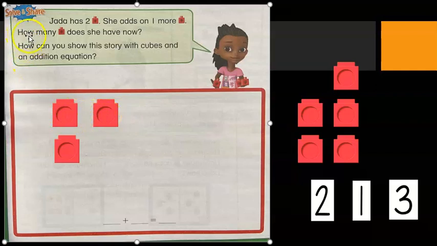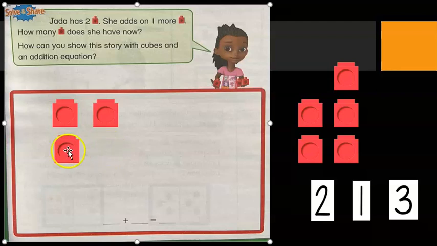Now it says, how many red cubes does she have now? Now, how many does she have? Count them up. What's the answer? 3. This is how you're going to count it. 1, 2, 3. That's our answer, okay? So now that Jada has 2 red cubes, she added 1 more on. All together now she has 3 cubes, okay?